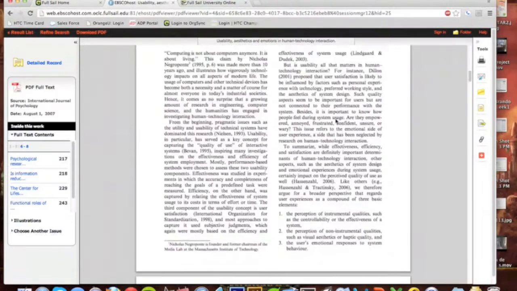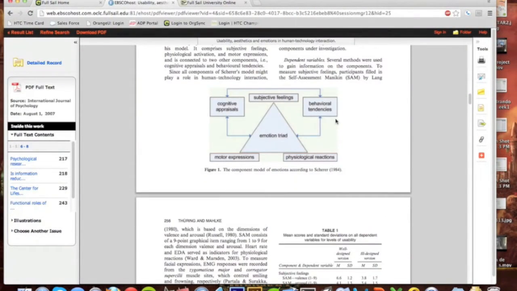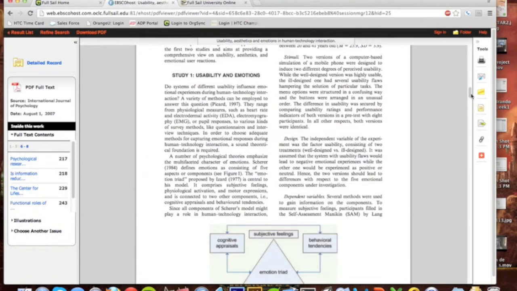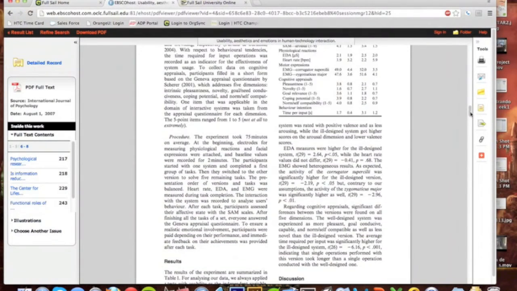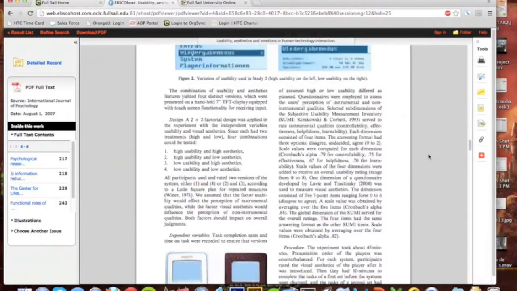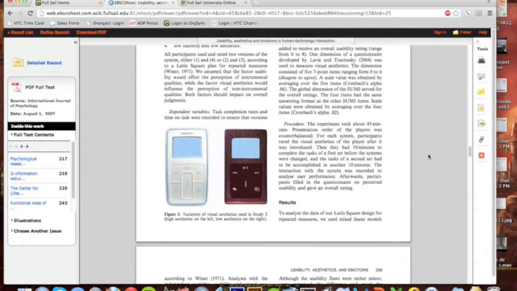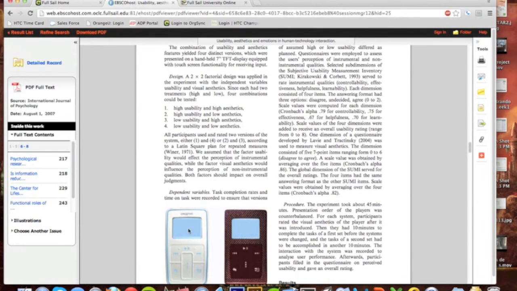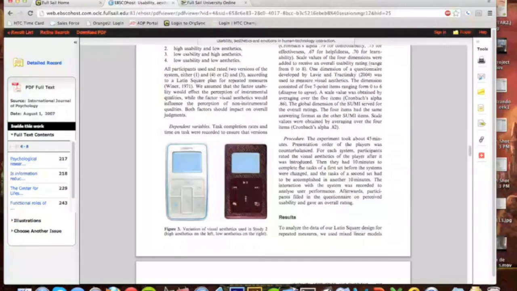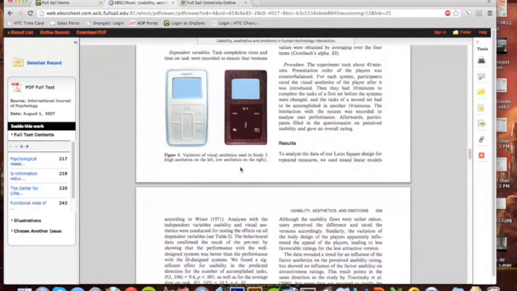Basically, what they did in this article was they did a series of tests to give some information on how aesthetics affect usability. They did 2 different tests, where they had 2 different kinds of devices, and then they had 4 groupings: high usability, high aesthetics; high and low; low and high; and low usability, low aesthetics. The experiment took about 45 minutes. For each system, participants rated the visual aesthetics of the player after it was introduced. Then they had 10 minutes to complete the test of a first set before the systems were changed, and another 10 minutes to complete the second set.